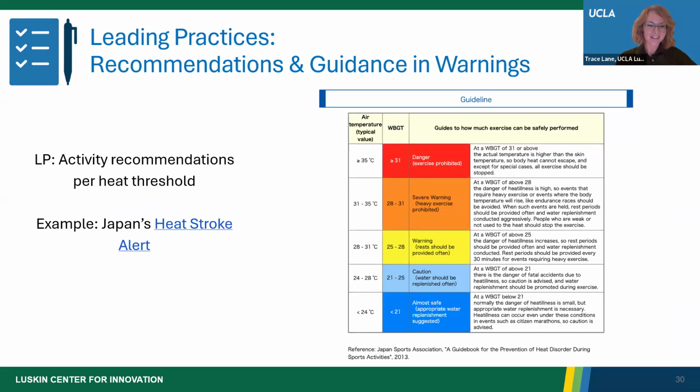The next leading practice is issuing activity recommendations per heat threshold. Japan's national heat warning system, Heat Stroke Alert, is a website and a smartphone application that is used to notify the general public about extreme heat events that pose a risk of heat illness. Heat Stroke Alert offers recommendations for the level of physical activity that is safe for each level of alert based on guidance from the Japan Sports Association. Next slide.